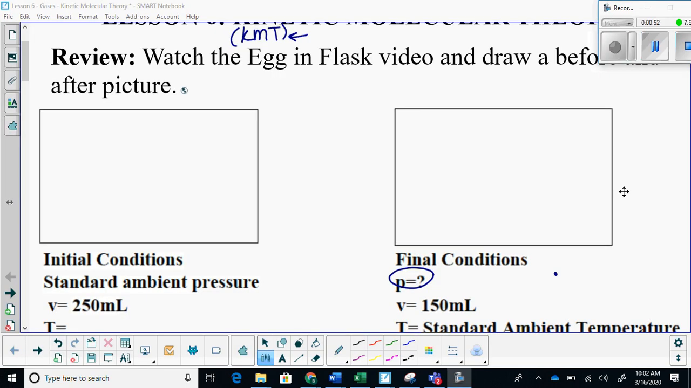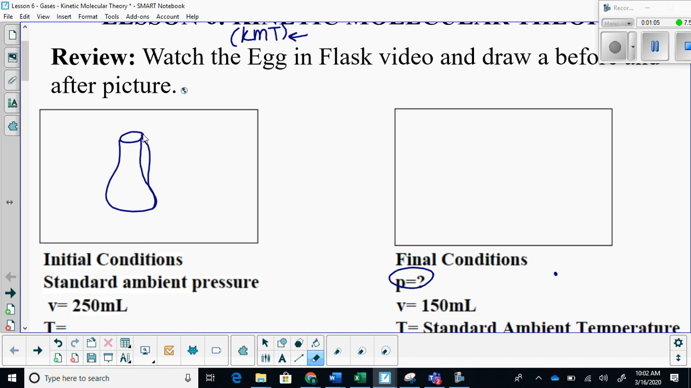Let's begin by drawing final and initial conditions for this video. So initially what he did is in the flask, he heated it. Oh, that's a horrible flask. So adjust that a little bit. Perfect. Okay, and we'll label it flask so nobody's confused with my drawing. And then we have an egg placed on top.